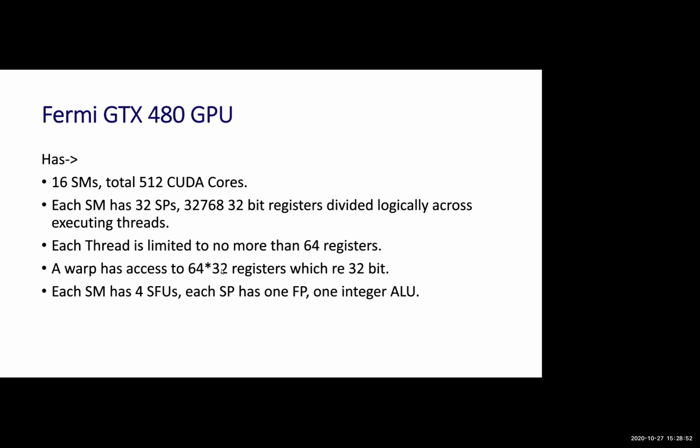So a warp has 32 threads. 32 into 64 gives the number of registers, because one thread can access a maximum of 64 registers. 64 into 32 will be 32,768. So a warp can access 32,768 registers. Each SM has four SFUs, and each SP has one FP unit and one integer ALU.